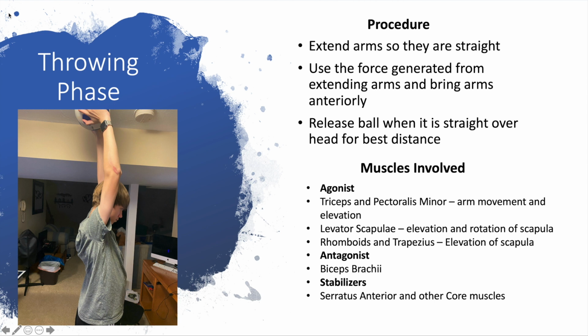Some muscles involved in this are the triceps and pectoralis minor for arm movement and elevation, levator scapulae for elevation and rotation of scapula, rhomboids and trapezius for elevation of scapula. Some antagonists include biceps brachii. That's the main one since it's mostly an arm movement here. Some stabilizers include the serratus anterior and other core muscles.